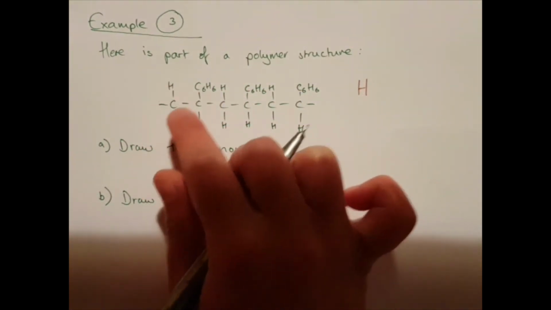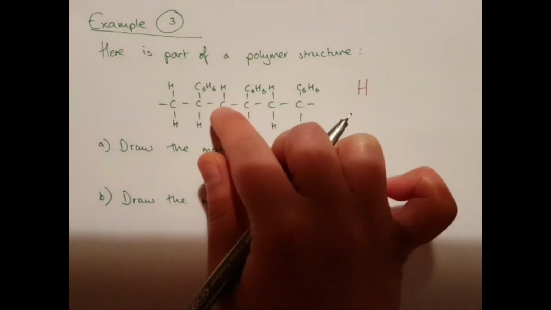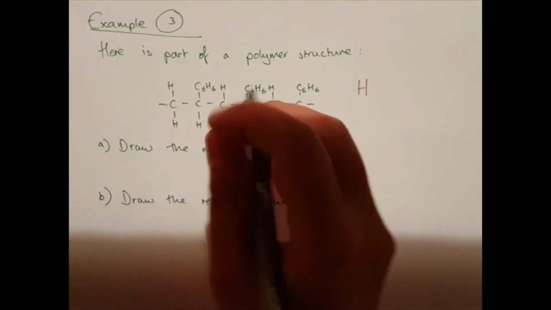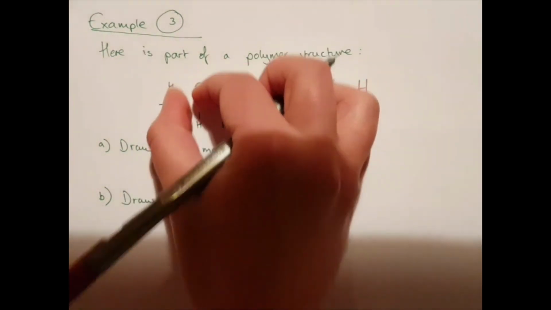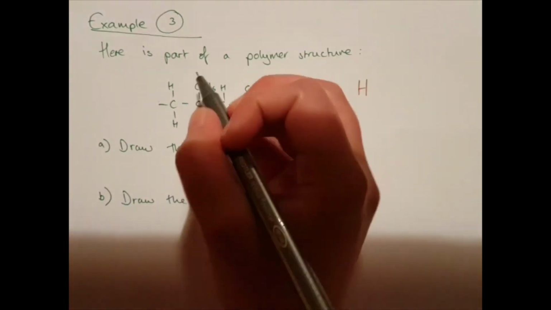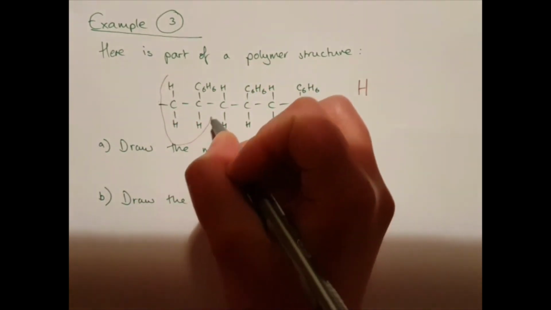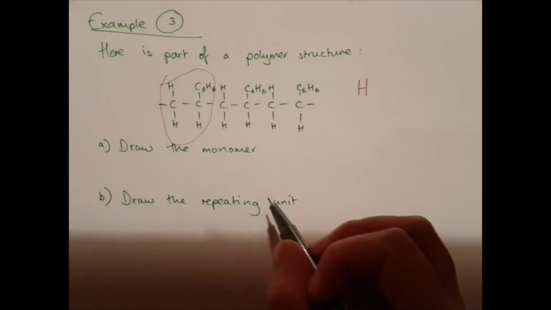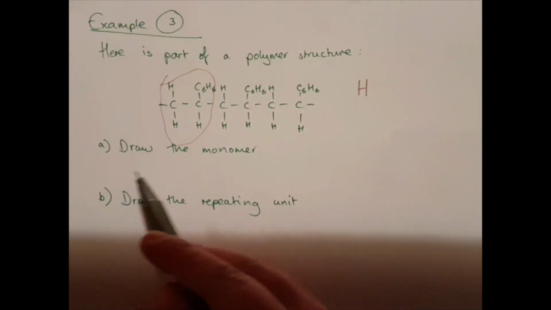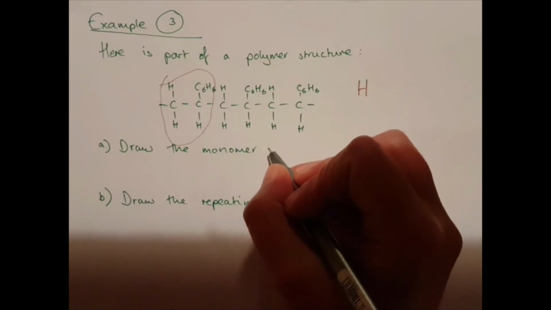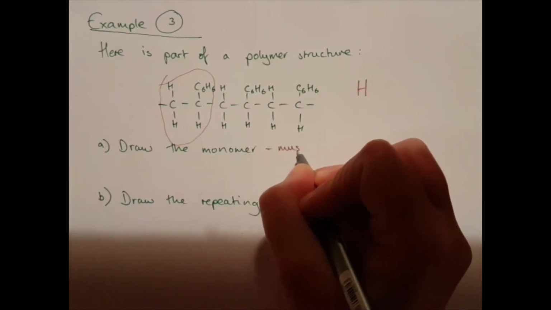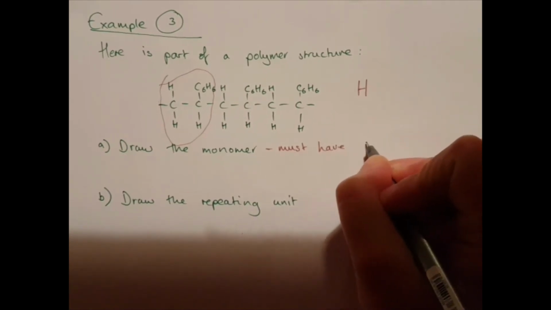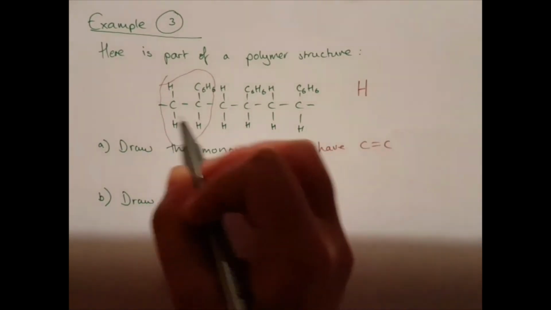So this one's got 2 hydrogens, this one's got this, and then another hydrogen, then we're back to 2 hydrogens, and then this again. So hopefully you can see that the H shape that's repeating itself is this, this, this. So you can even draw a wee circle around that. That might help you. Or a strange wiggly line around it if you want. So we've got to draw the monomer.